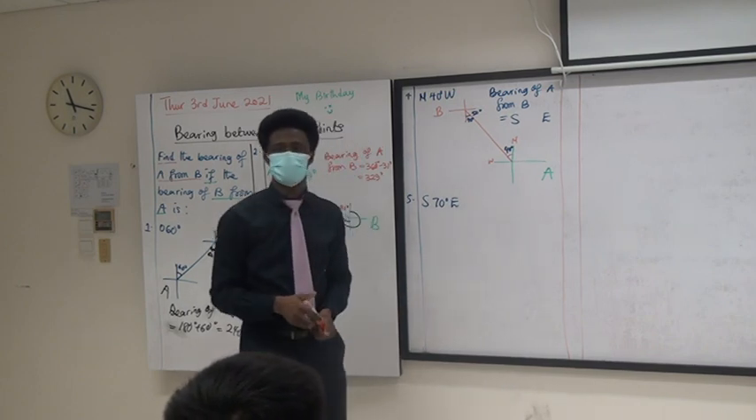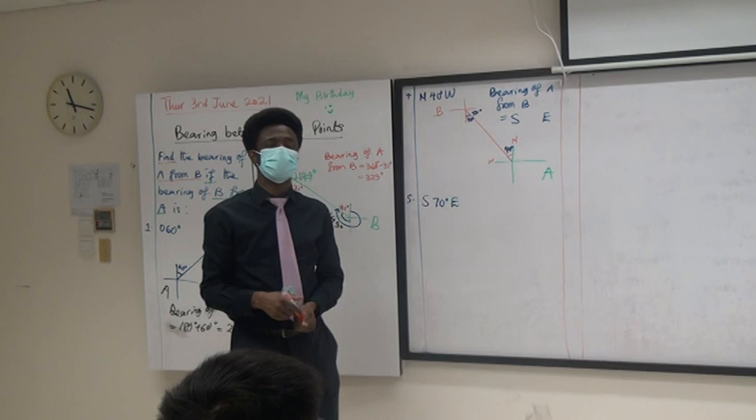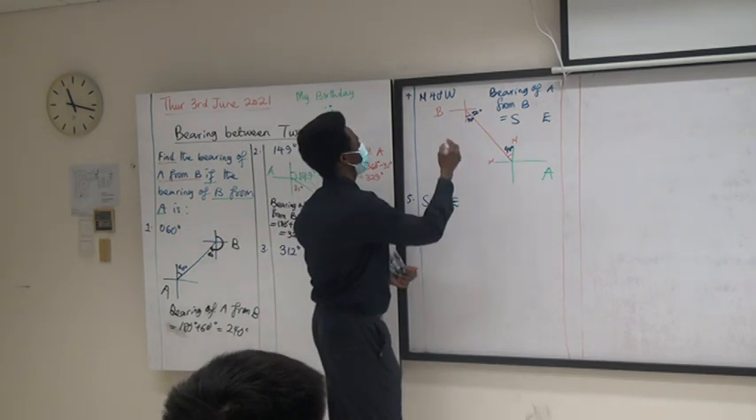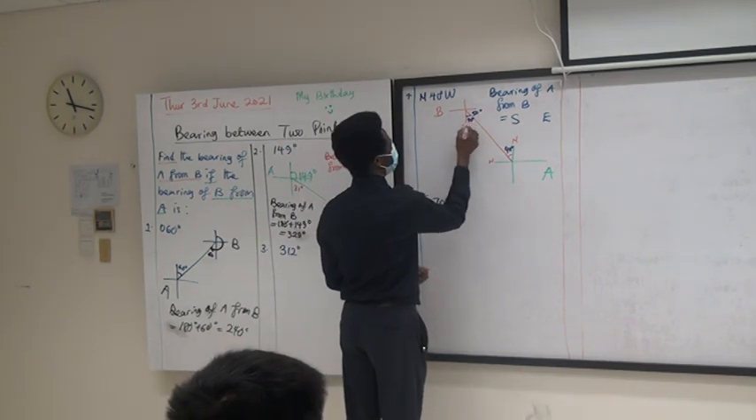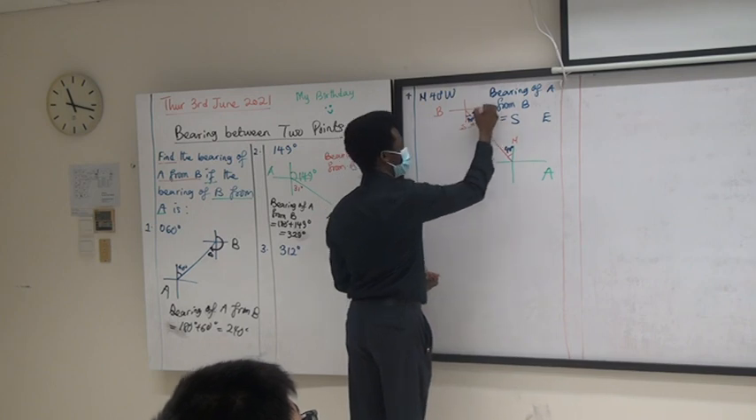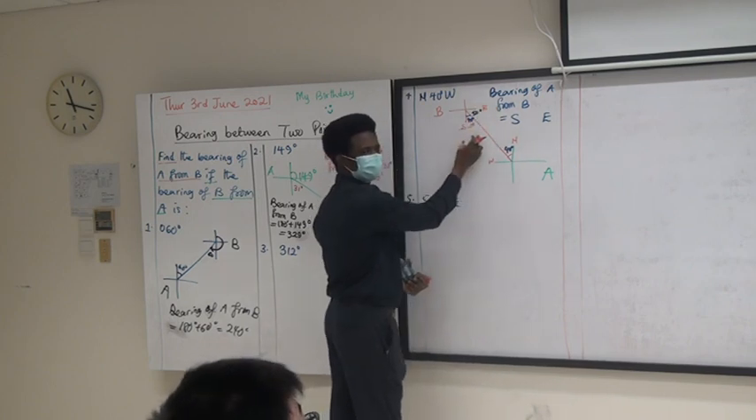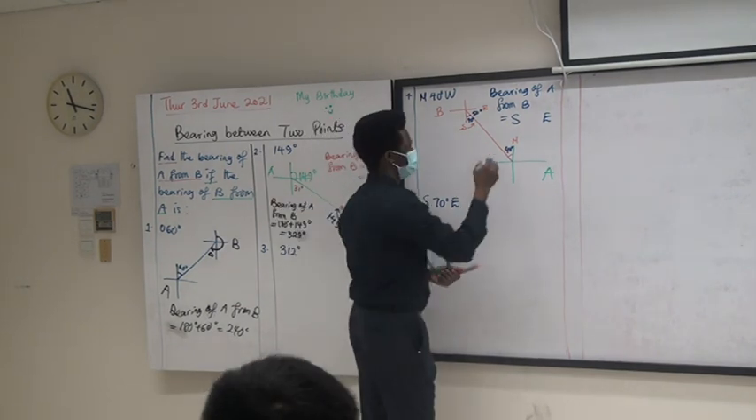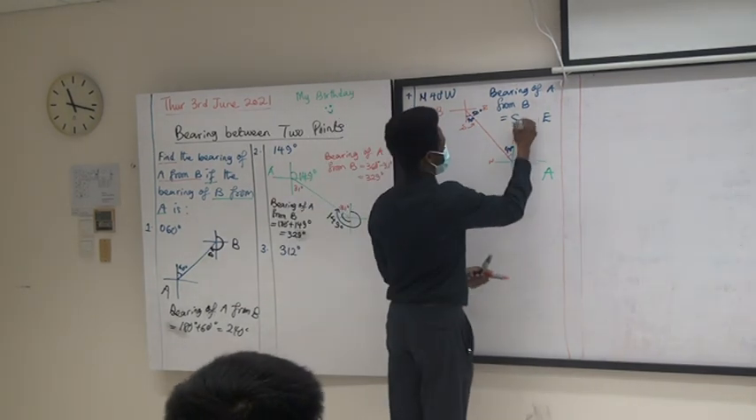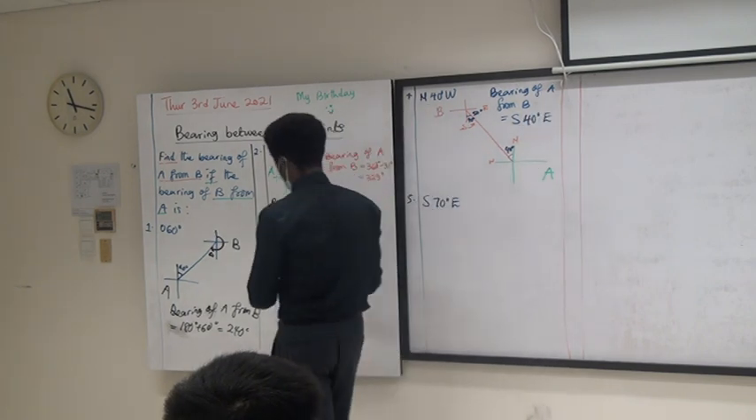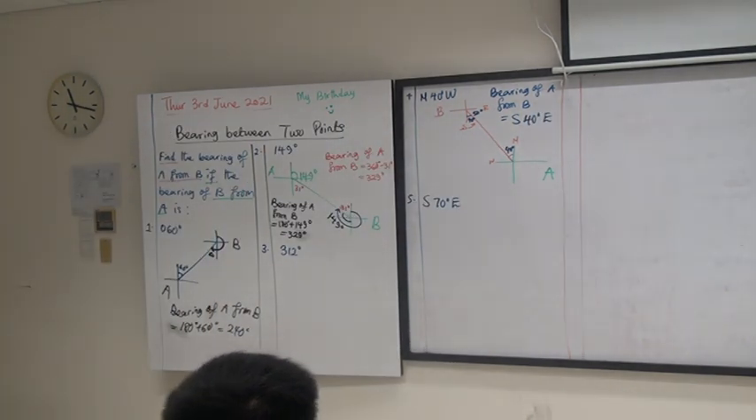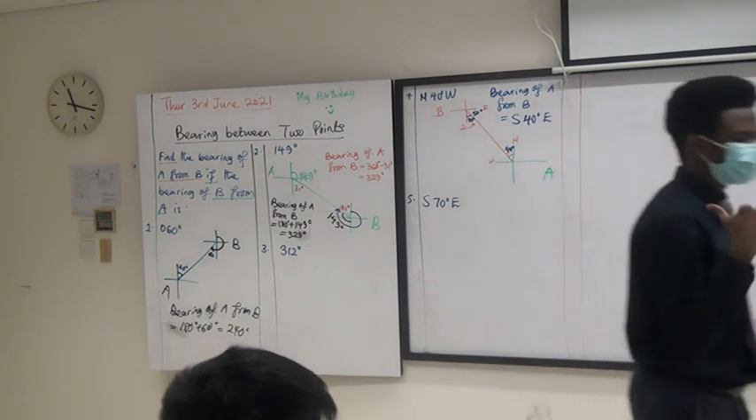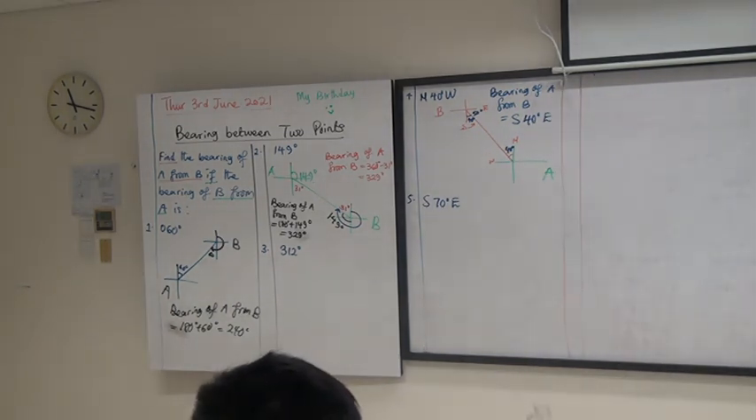Can somebody explain why 40 is correct? Yes? Because we're starting from the south, and you're moving towards the east, to the line. So that's 40 degrees. Understand? Alright. So the rest will be DIY in your notebook. And this idea will be needed in some questions that I've given you.